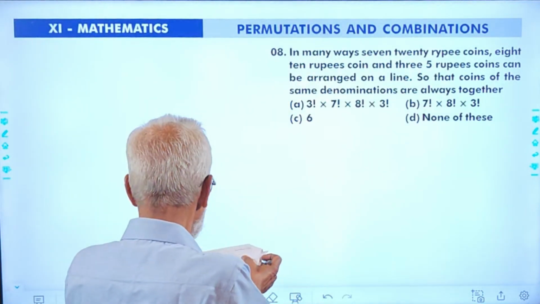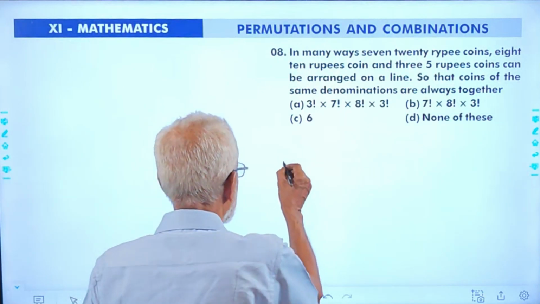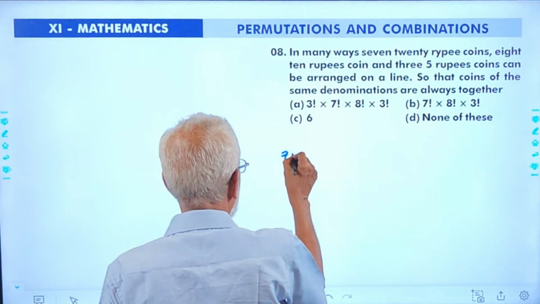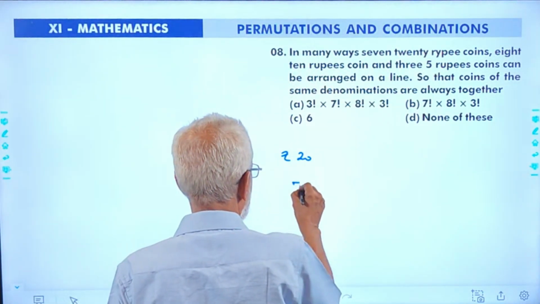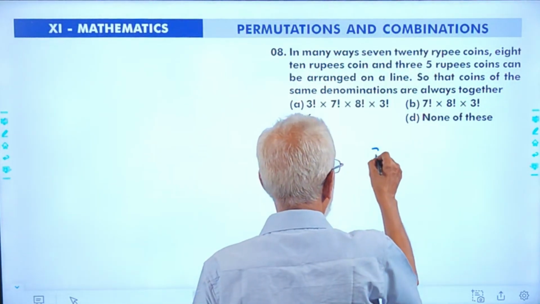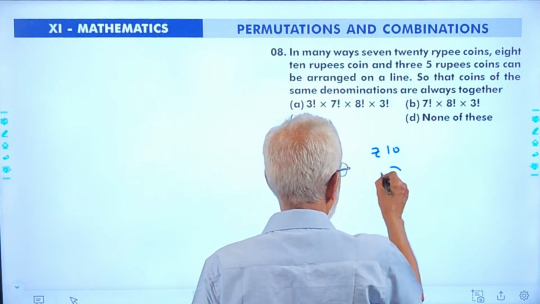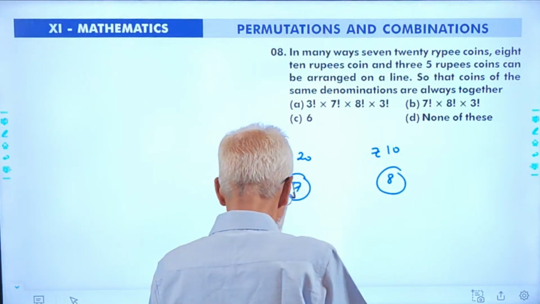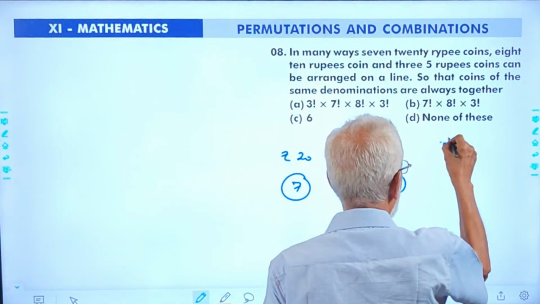In how many ways can we select 7 20 rupee coins, and 8 10 rupee coins, and 3 5 rupee coins?